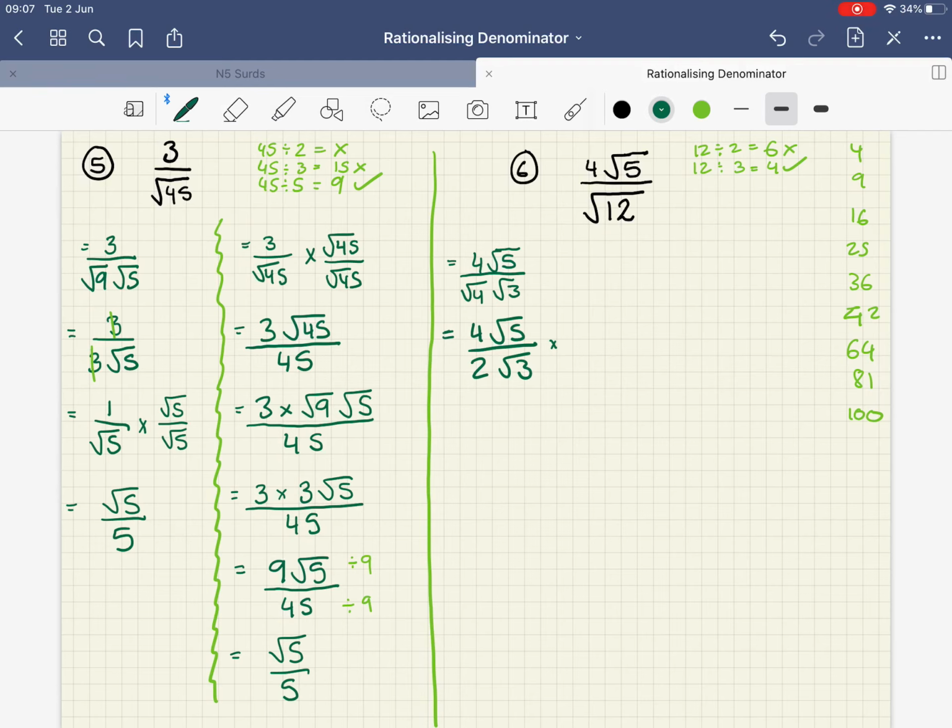Multiplying the top and the bottom by the root 3 underneath. So that's going to be 4, and then that root 5 times root 3, so 5 times 3 is going to give me 15. Then the bottom, I've got that root 3 times root 3, and that is just going to be 3. Then I can divide the top and the bottom by 2 because I've got even numbers there. So on the top, 4 divided by 2 is 2, root 15 over 3.